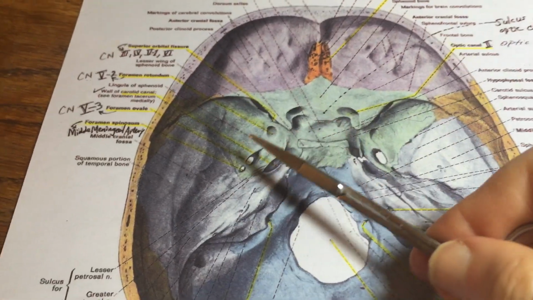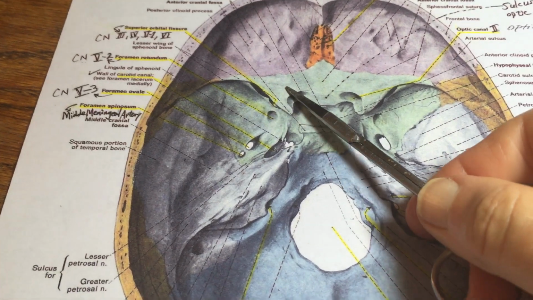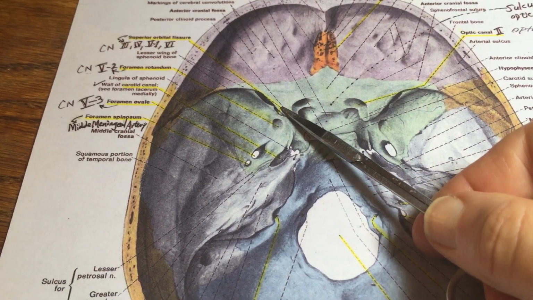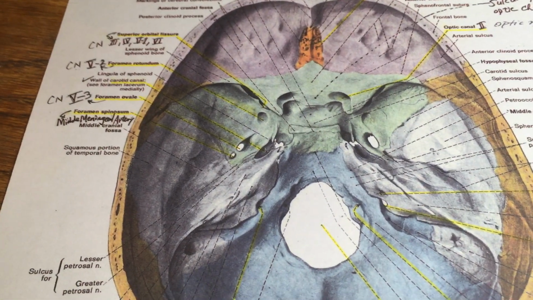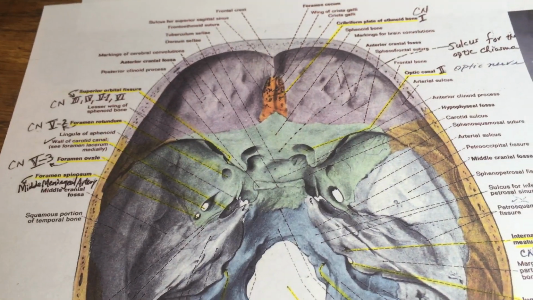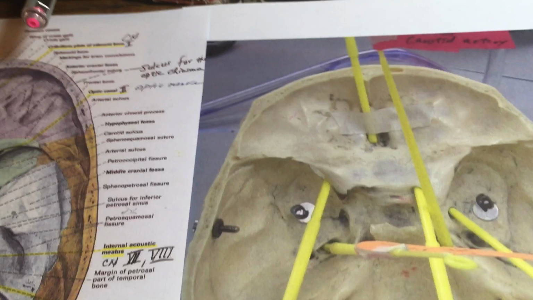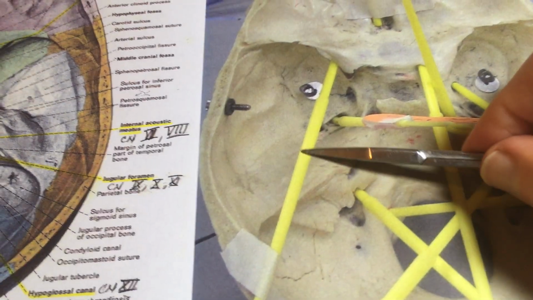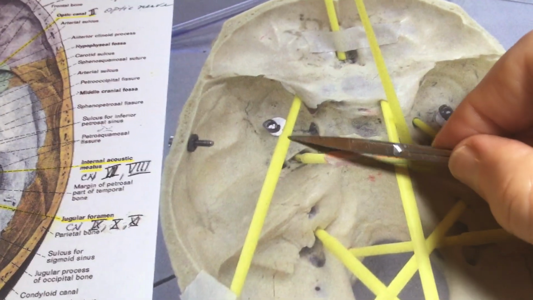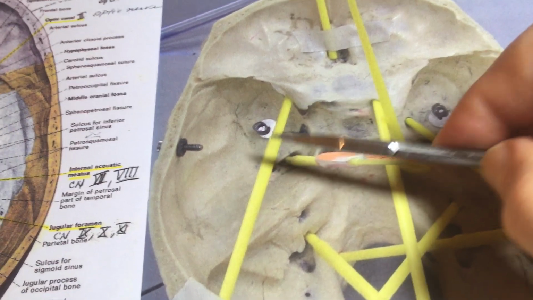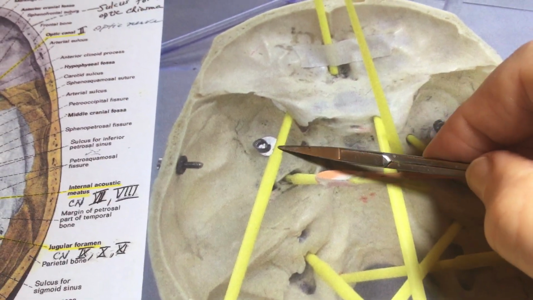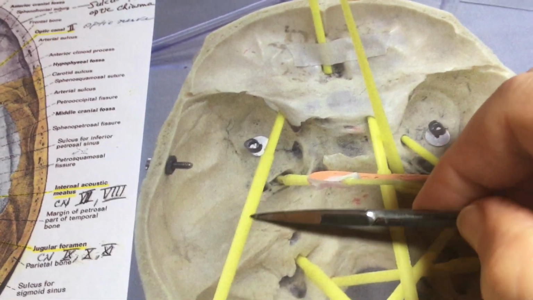And here we are now. It's going right underneath this lesser wing of the sphenoid. Okay, the lesser wing of the sphenoid. And if we want to see that, this yellow stirring rod right here is actually penetrating through and under. So we have the superior orbital fissure.